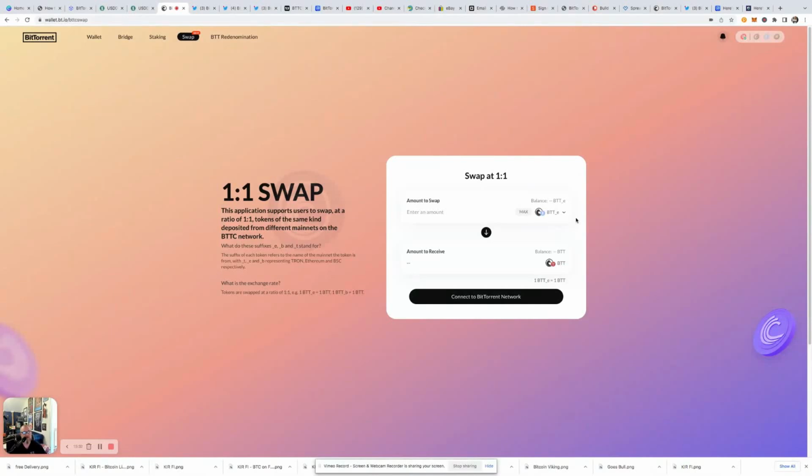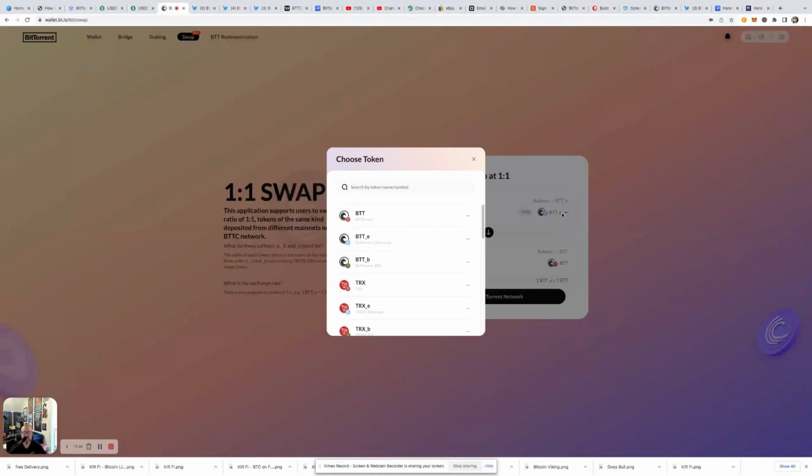So if you wanted to swap it to Ethereum, well, guess what? It is BTT underscore E. If you wanted to swap it to, I think Tron's on there too. Let me see here. Yeah, BTT is just the Tron version. Here you go. BTT underscore B is the Binance Smart Chain. So that's pretty interesting. And then here you go. So here's one of them that shows up with Tron, is this Sun token. So it's Sun underscore T. So that last letter signifies whatever blockchain they're moving it to through their bridge.